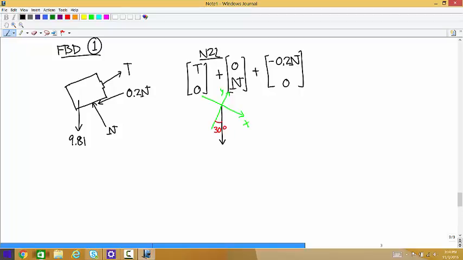Yeah, I thought the coordinate system was the other way. Oh, I did it backwards. Okay. Because I'm a stupid idiot. No, it's unacceptable.